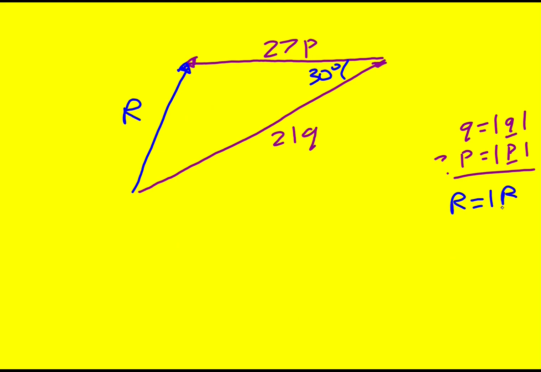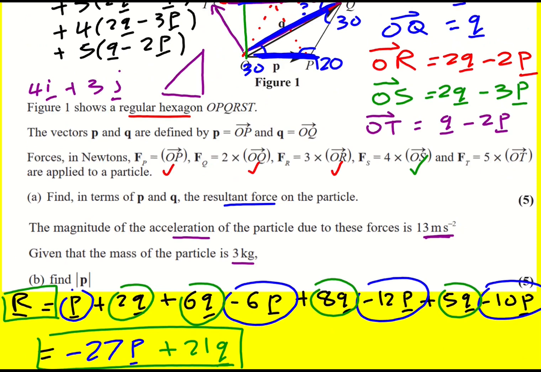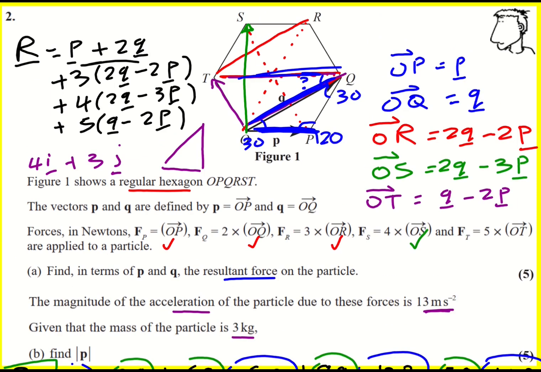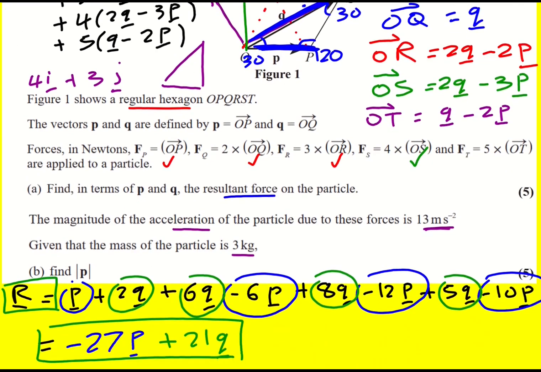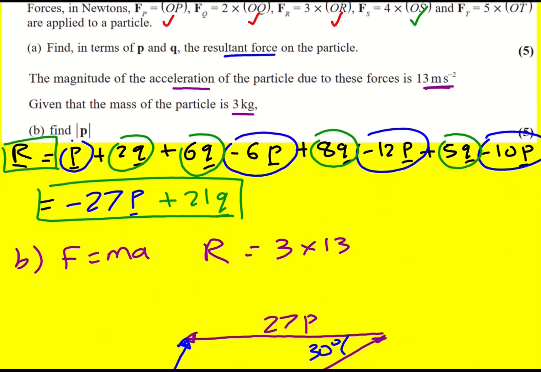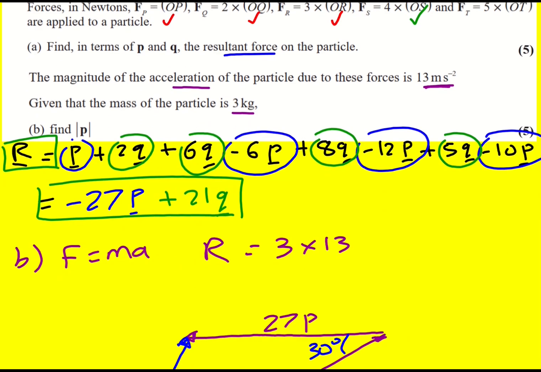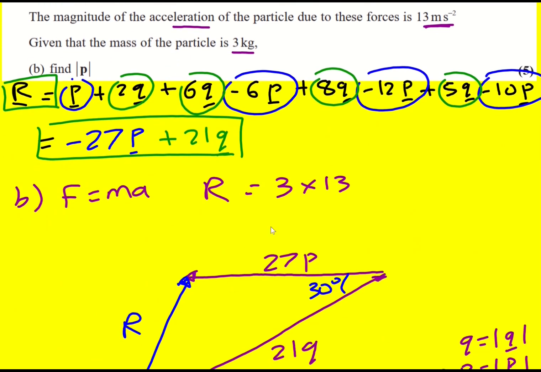R is the magnitude. Right, before I carry on, let's just backtrack. I just want to check that you're happy with everything. So I'm hoping you're okay with the forces. I worked out all of the vectors quite carefully, quite a nice little question here. And we got them all, we then added them all up, combined the terms to give this as the resultant. We're then told that the magnitude of the acceleration is 13. So I've used F equals ma to get a relationship for the magnitude of the force, and that's going to equal 39. Let's leave it as 3 times 13 for the moment.